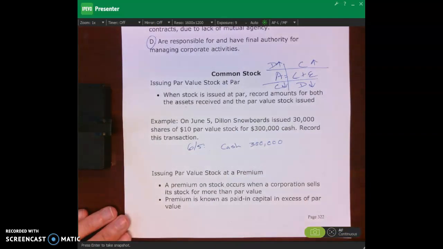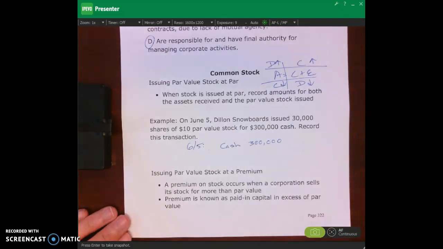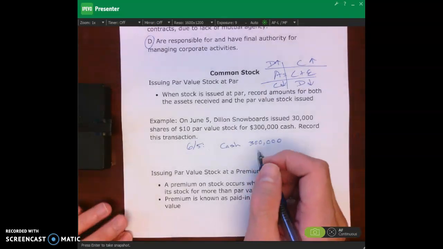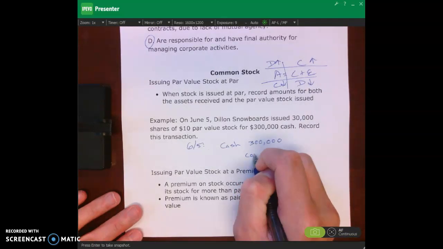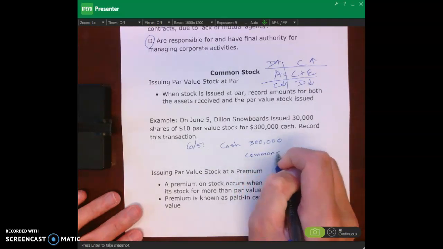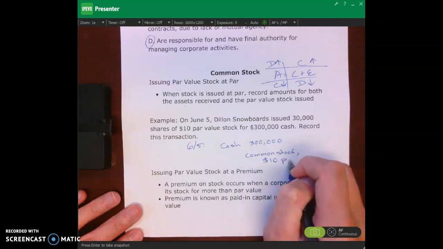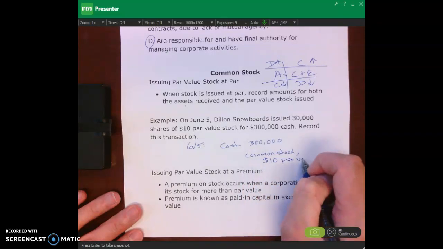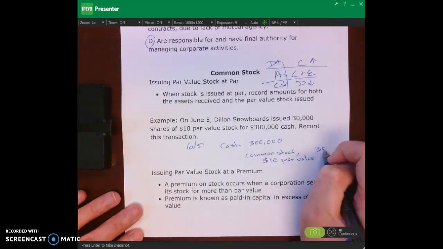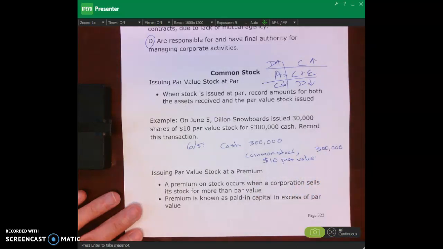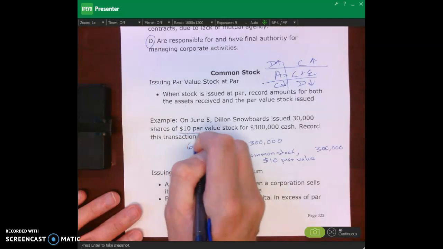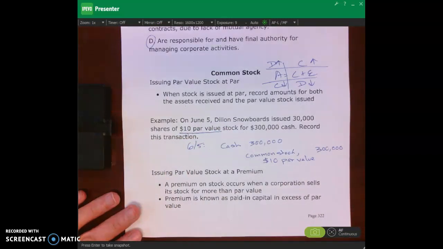Then remember stock, that falls under equity. So our equity is also increasing. And so we show this, we say common stock, comma, $10 par value, $300,000. Okay. Now, a par value of $10, that's just what we're working with here in this example.